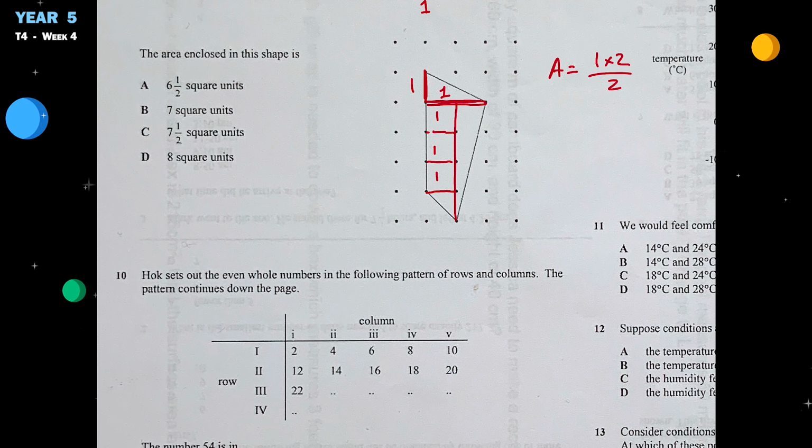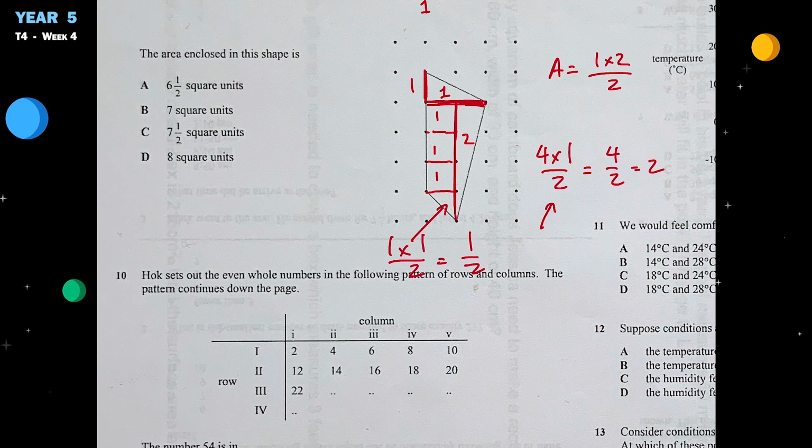Now the area of this triangle is going to be how many? 1, 2, 3, 4. 4 times 1 divided by 2. We're dividing by 2 because it's a triangle. So that's 4 over 2, which is just 2. So the area of this triangle is 2. Now the area of this triangle looks like 1 times 1 divided by 2. 1 times 1 is 1, and 1 divided by 2 is a half. So you got a half, 2, and this one is 1.